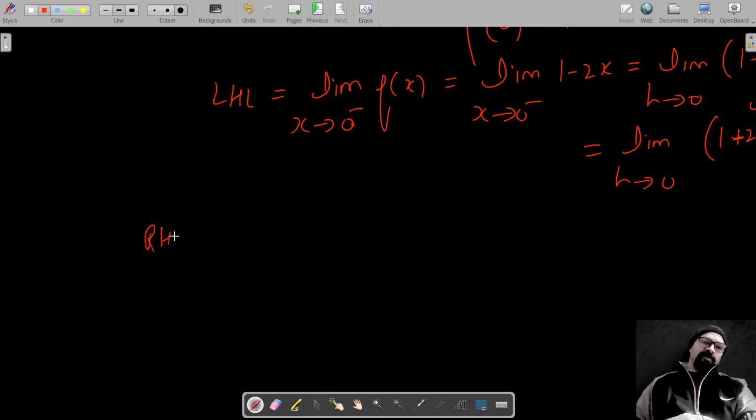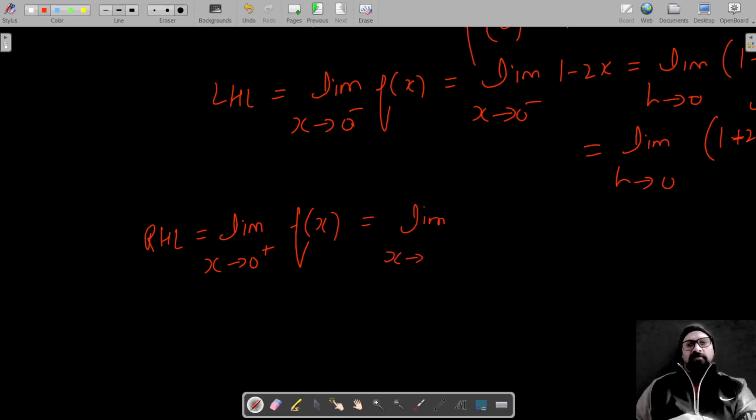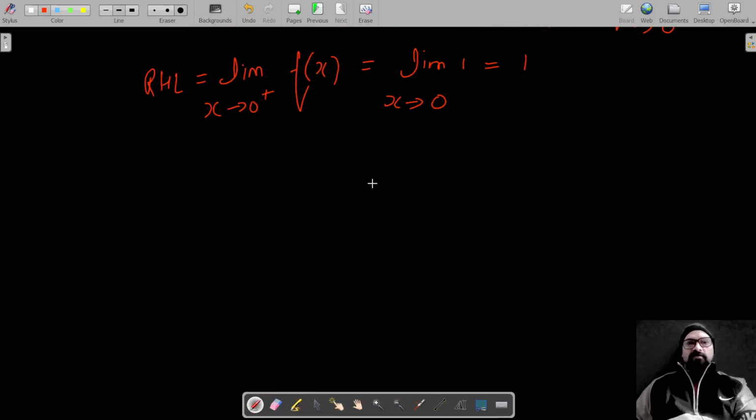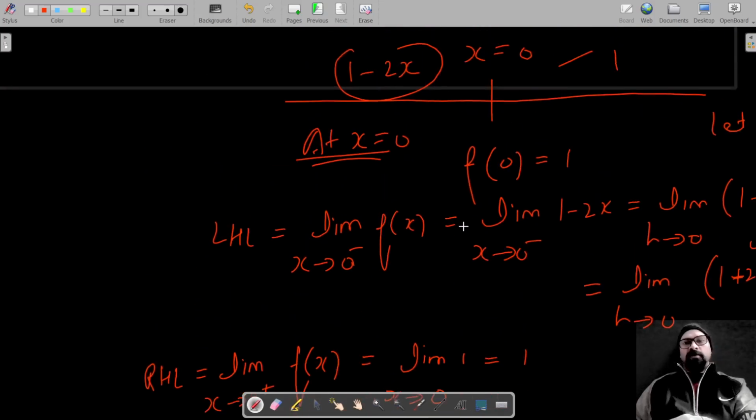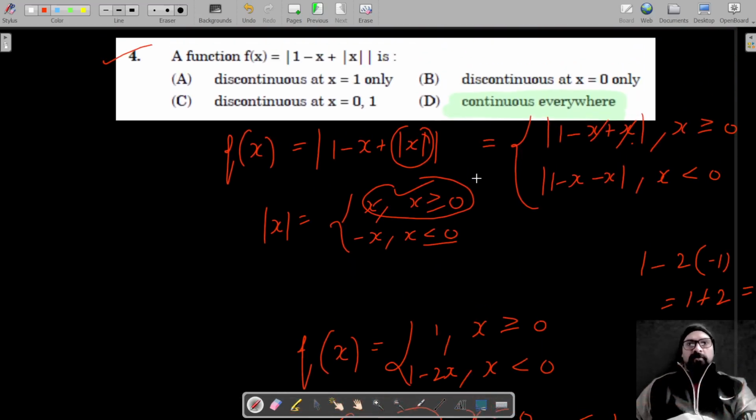Let's find out the right hand limit. So right hand limit is limit x tends to 0 plus f of x, and for values of x greater than 0, the function is 1, so it's 1. Now the value of the function, left hand limit and right hand limit are all equal to 1, so that means the function is a continuous function. So this function is continuous everywhere, and we can choose option D, which says it's continuous everywhere.